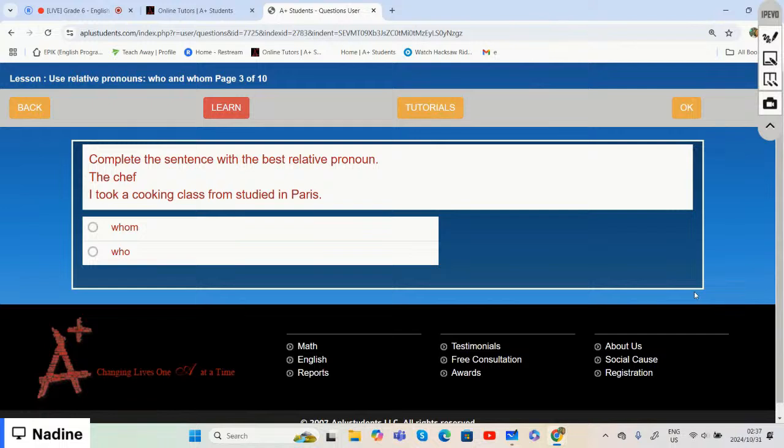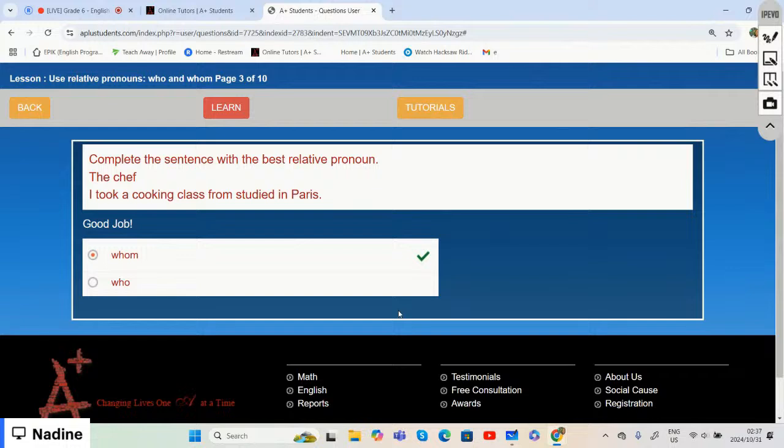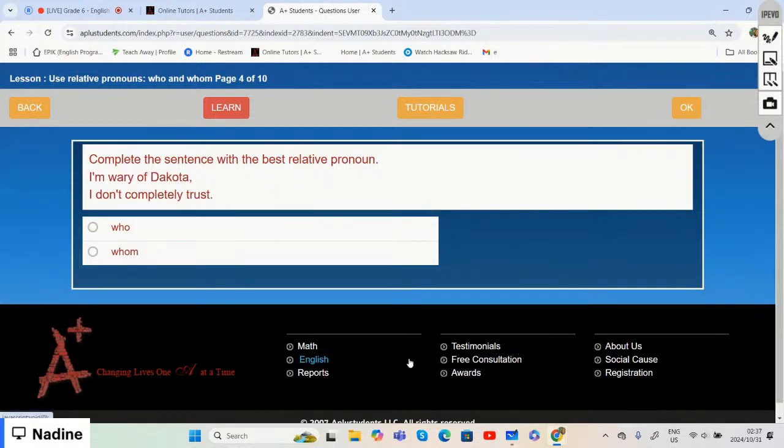And if we want to select our pronoun, then we would say the chef whom I took cooking class from studied in Paris. Well done. Whom is correct?